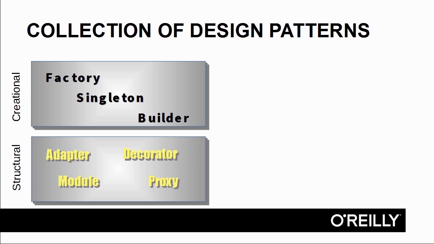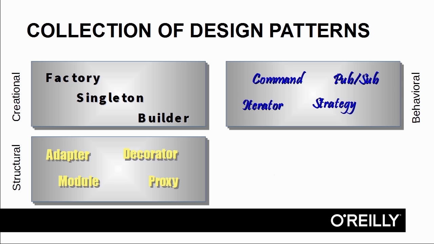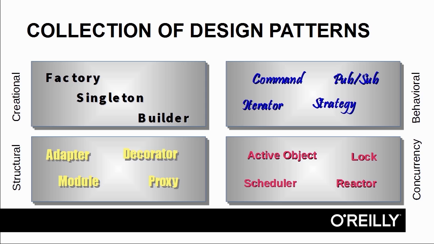Another series of patterns are involved in the structure of the application. So these include things like adapter, decorator, module, and proxy. We also have behavioral patterns which indicate how the software will react in various situations. Such patterns include command, pub/sub, or publish/subscribe, iterator, and strategy. And finally, there are concurrency patterns such as active object, scheduler, lock, and reactor.